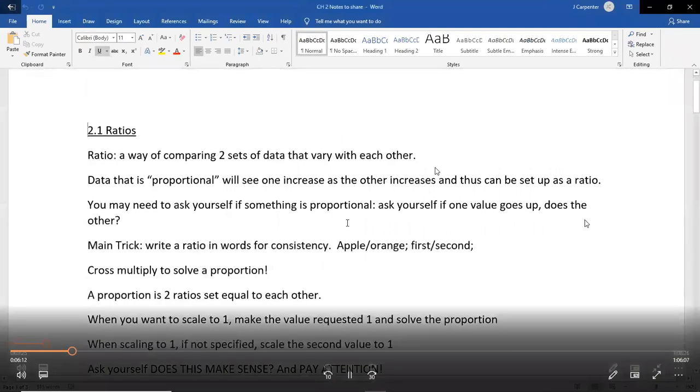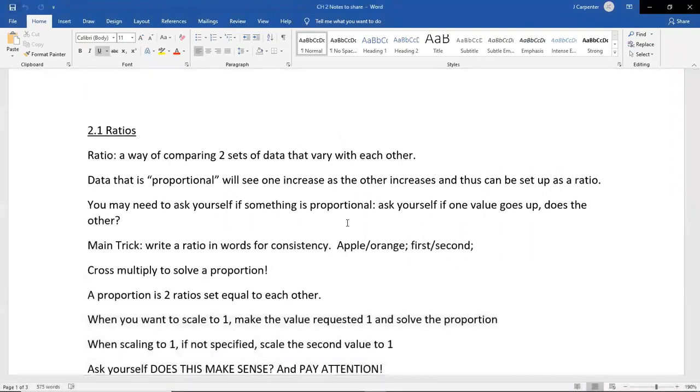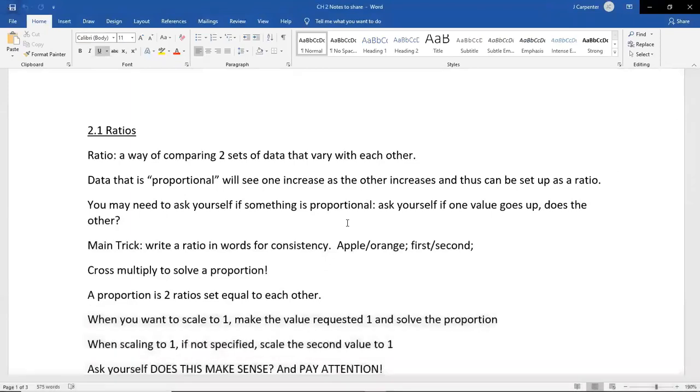Let's get into chapter 2. Chapters 2, 3, and 4 are all very heavily tied to each other. In fact, the rest of this course is very tied to chapters 2, 3, and 4, but we start expanding in bigger ways once we get to chapter 5. But let's not get there yet. We don't want to jump the line too soon.